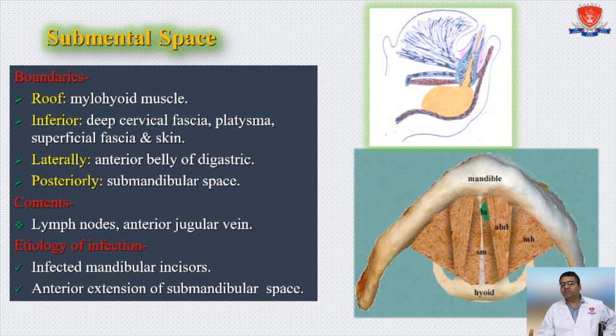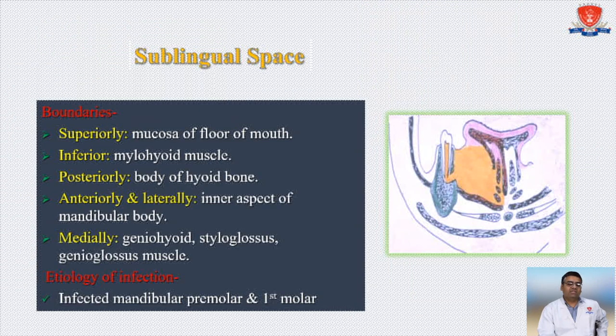What are the contents of the submental space? Lymph nodes and the anterior jugular vein. And what is the source of etiology? Infected mandibular incisors, with anterior extension of the submandibular spaces to the sublingual space. Second is the sublingual space.